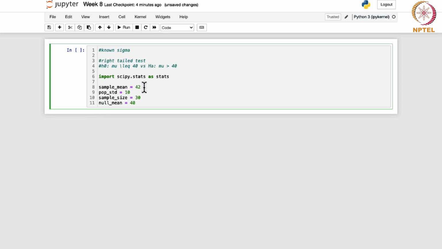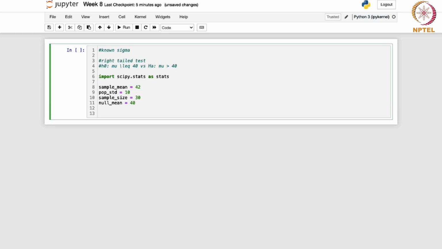This is the sample mean. You have taken a sample in order to test or verify the claim that has been made, and you know that population standard deviation is 10. You took a sample of size 30, its sample mean came out as 42, and you are interested to check whether mu is greater than 40 or not, right?